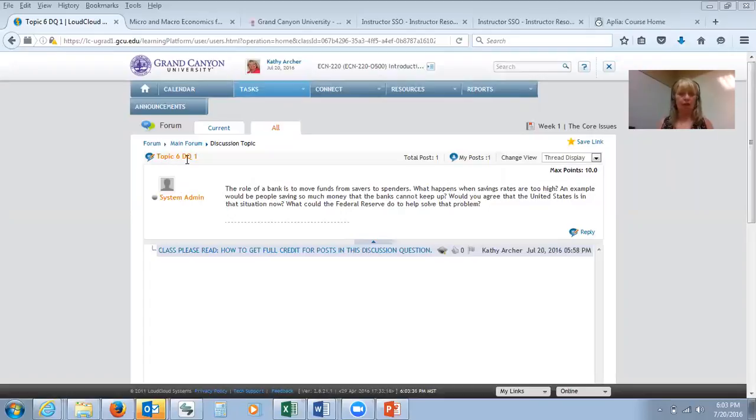Today we're looking at Topic 6, DQ1. This week we're talking about money and banking and how these things affect the size of the money supply. For most students, it's kind of a new area, and it's a really interesting area. So let's take a look at the DQ.